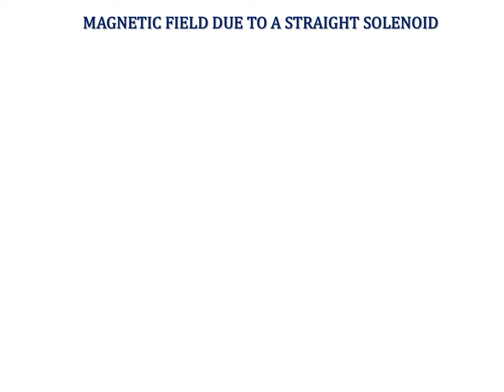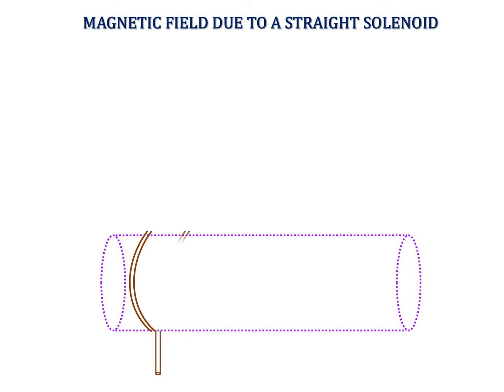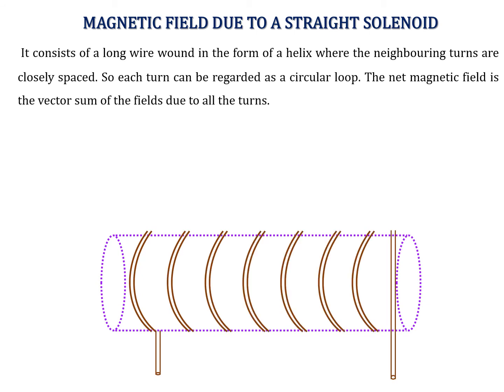Magnetic field due to a straight solenoid can be derived by using Ampere's circuital law. A solenoid consists of a long wire wound in the form of a helix, where the neighboring turns are closely spaced. Each turn can be regarded as a circular loop. When current is passed through the solenoid, the net magnetic field is the vector sum of field due to all the turns.